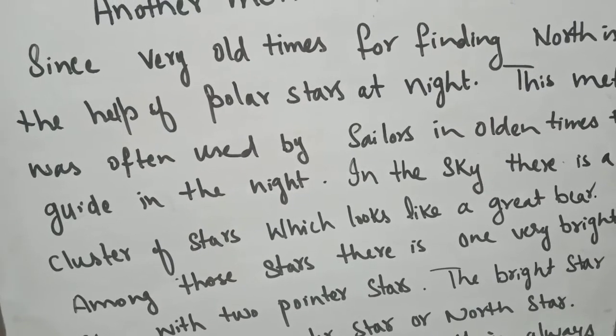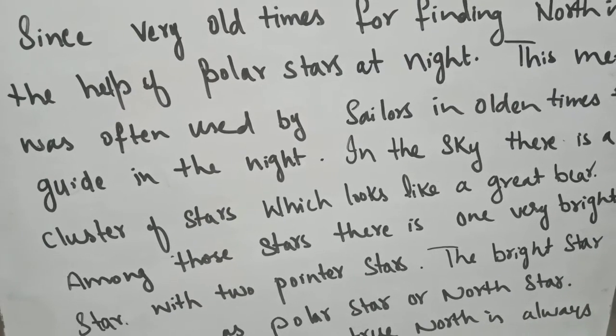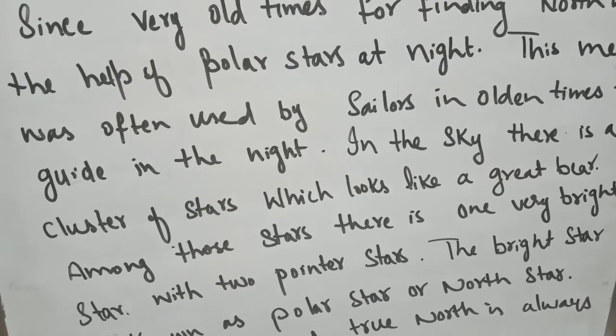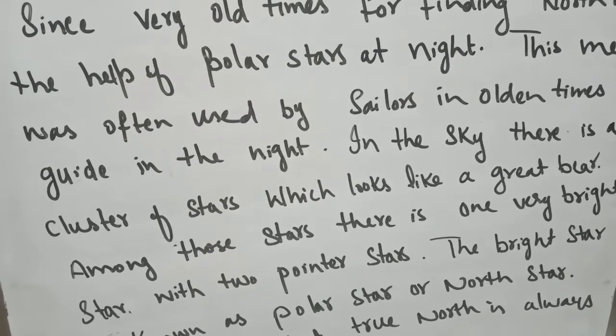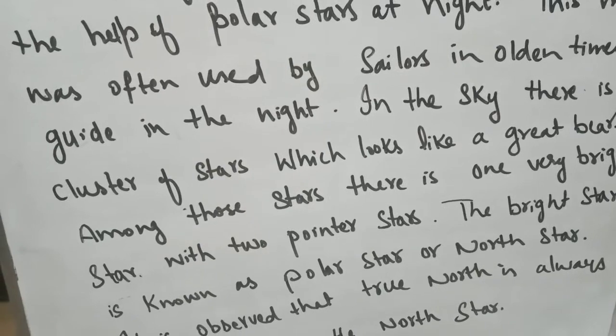Okay, once you take a look at the cluster of stars, there must be a very bright star, and that brighter star has two pointer stars also present over there. That brighter star will be the polar star or the north star.